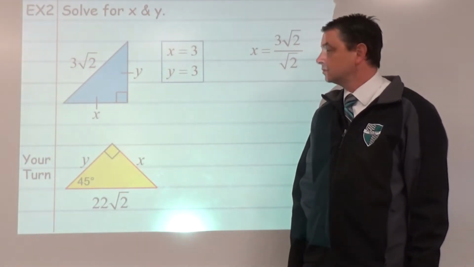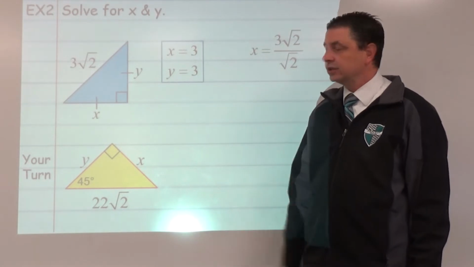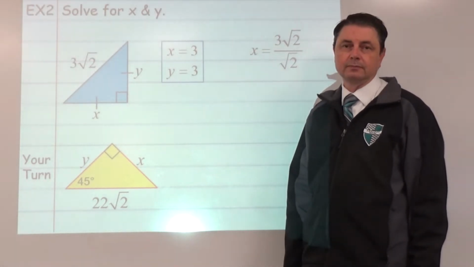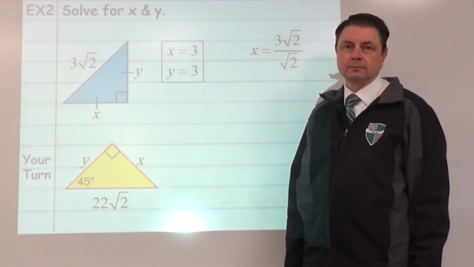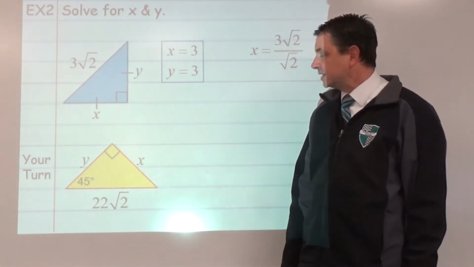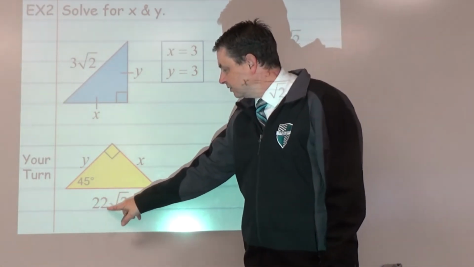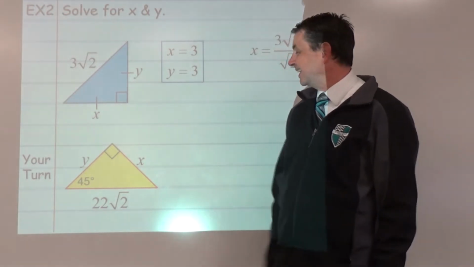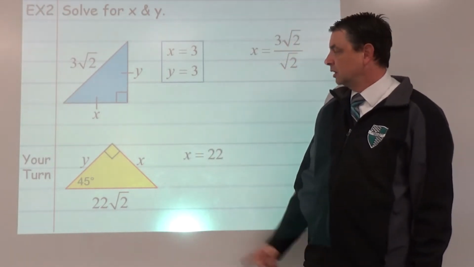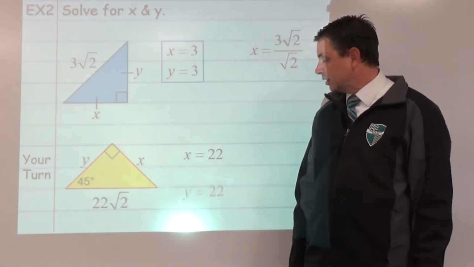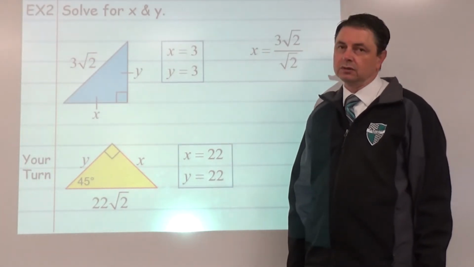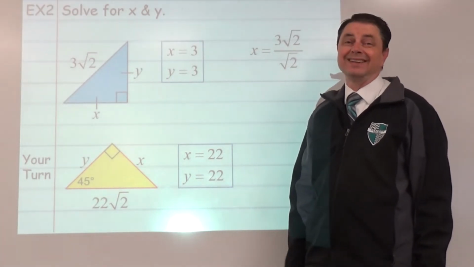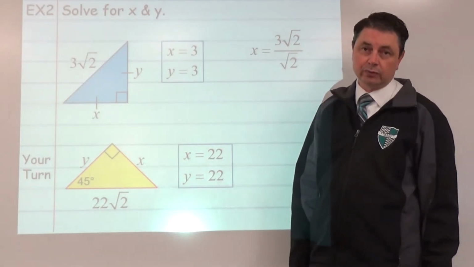Your turn. Pause the video here until you've got X and Y. By the same reasoning, if we divide 20 root 2 by the square root of 2, we're going to get X is 22. If X is 22, that means Y is also 22. Legs are congruent in this particular special right triangle.